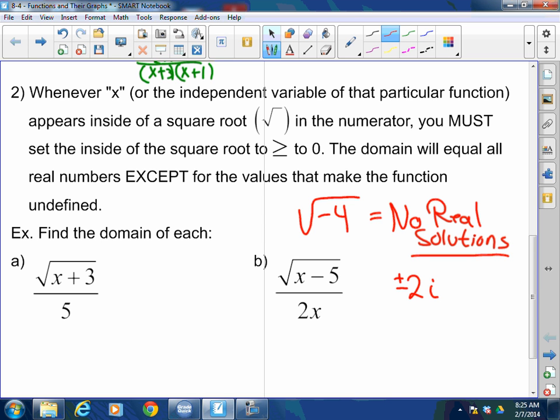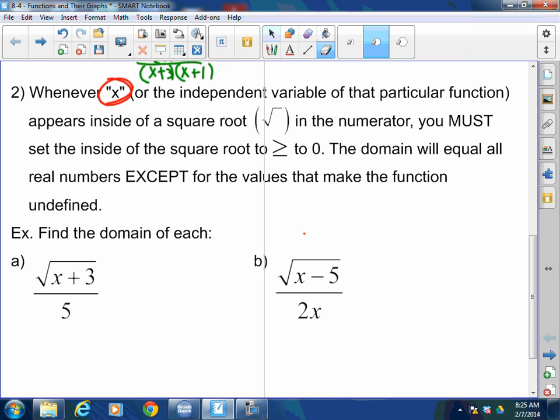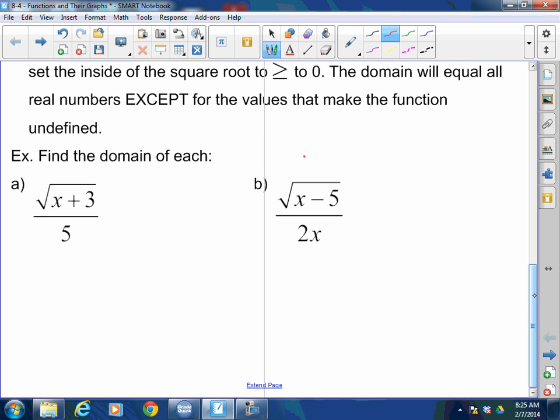So remember what we're looking for. We're looking for the real numbers that make this work. So we have to set the inside of the square root to greater than or equal to 0. I can have it as 0 because the square root of 0 is 0. Cool beans. But the square root of negative 1 is not 1, and it's not negative 1. It's i. It's imaginary. So we cannot have square roots that are negative. So, easy peasy. Let's check it out.